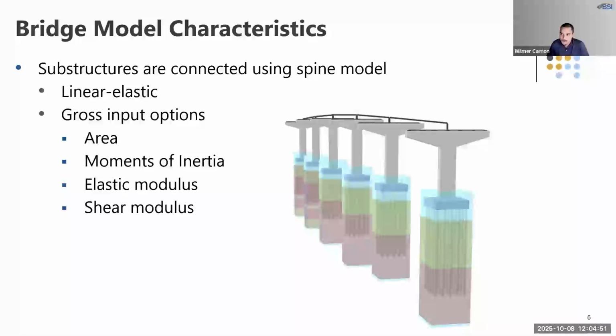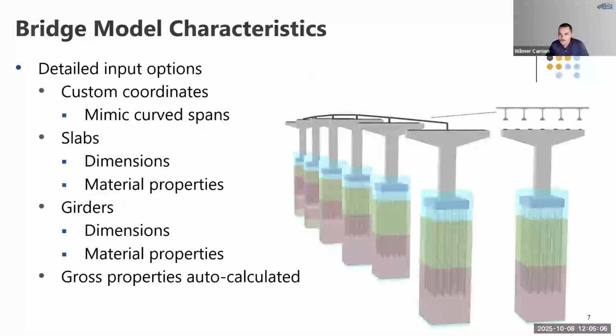The first is through input of gross properties, where you directly specify quantities such as areas, moments of inertia, and moduli that represent the entire cross-section of a given span portion. And you also have the option of inputting more detailed descriptions of the superstructure cross-section at any portion along the length of a given span. So in this case, the geometric and material properties of the slab are input distinctly from the girders. And the girders will also have their own set of geometric and material properties.